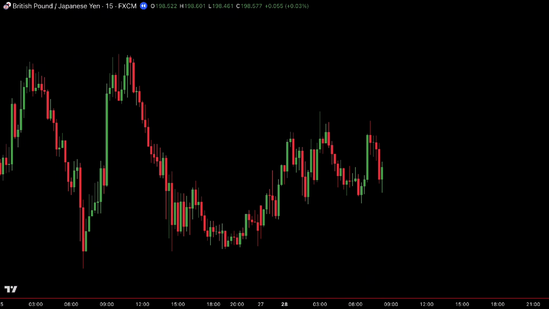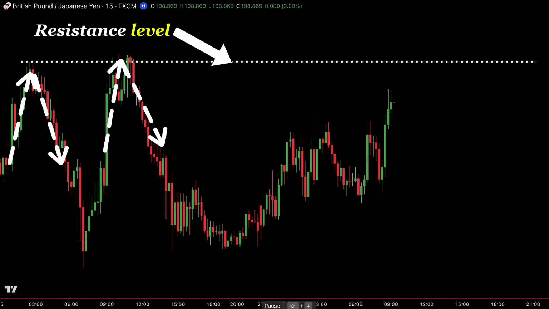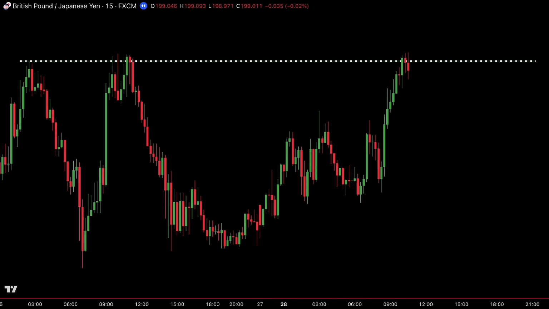Now let's look at a bearish example. Price hits this level and reverses. It hits it again and reverses again. That forms a clear resistance level. Now price approaches the level once more. A bearish candle appears, and retail traders start selling. But look at what happens next.